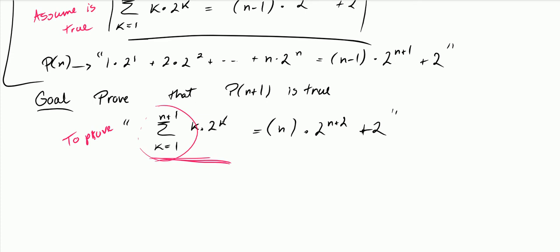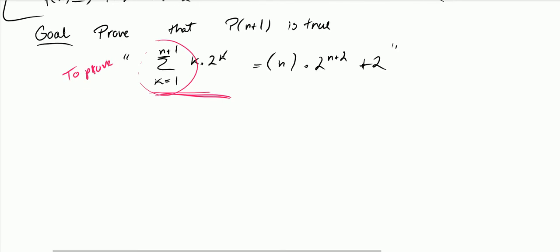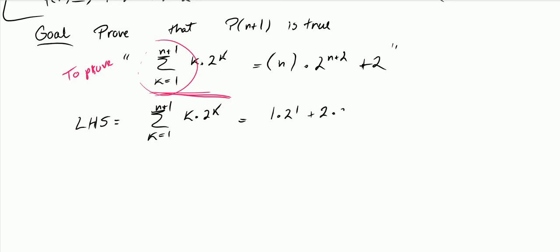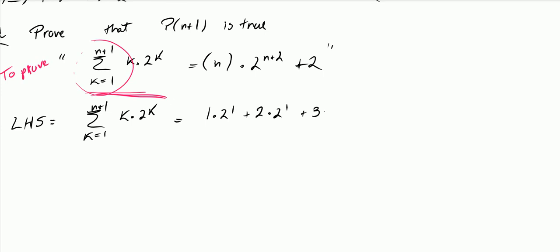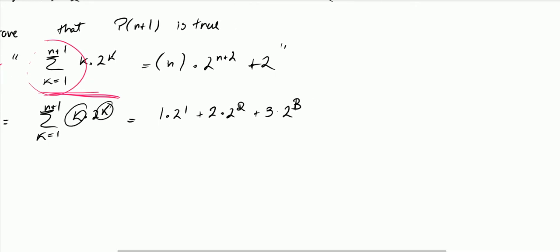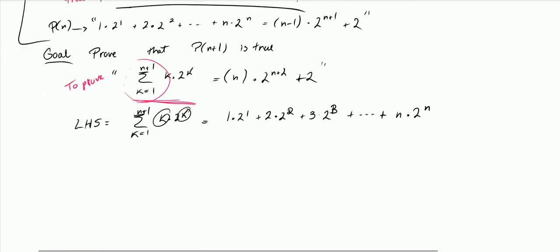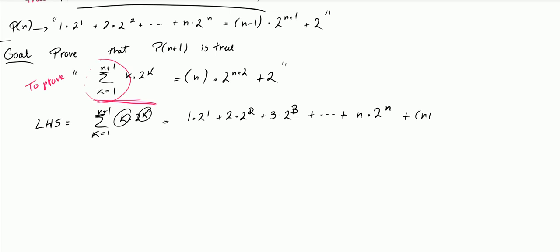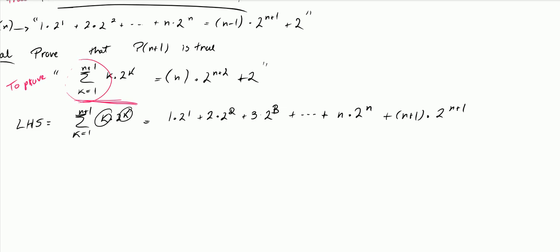Okay, so let me write out P(n+1). The left-hand side of the statement P(n+1) is sigma k equals 1 to n+1 of k times 2 to the k, which is just writing 1 times 2 to the 1 plus 2 times 2 to the 2 plus 3 times 2 to the 3, because my k is here and here, and so on, plus n times 2 to the n, plus (n+1) times 2 to the n+1. Okay, so this is what I have.